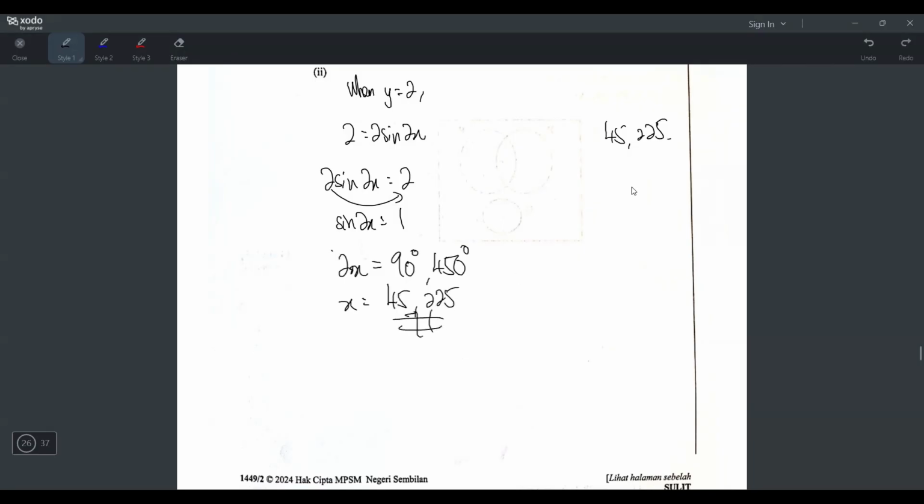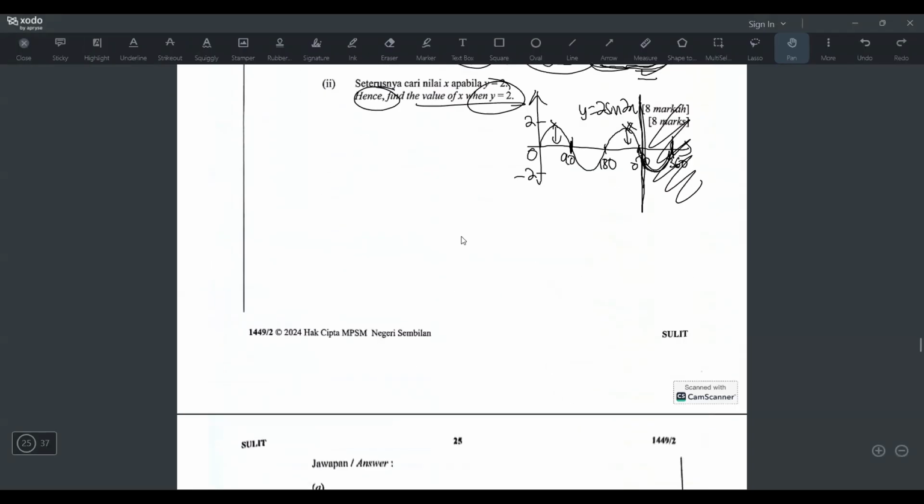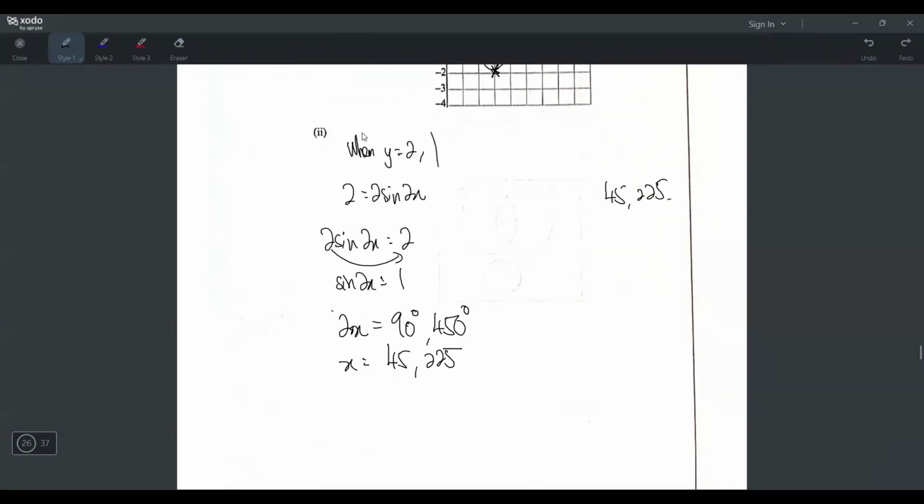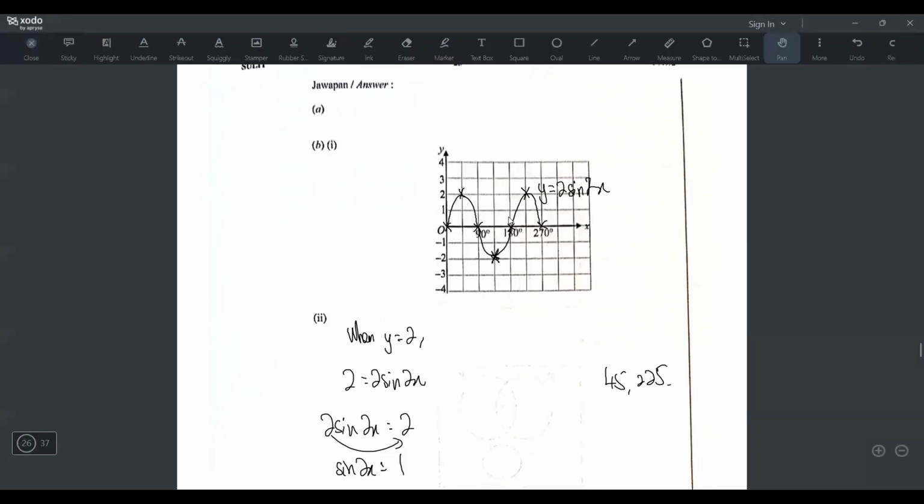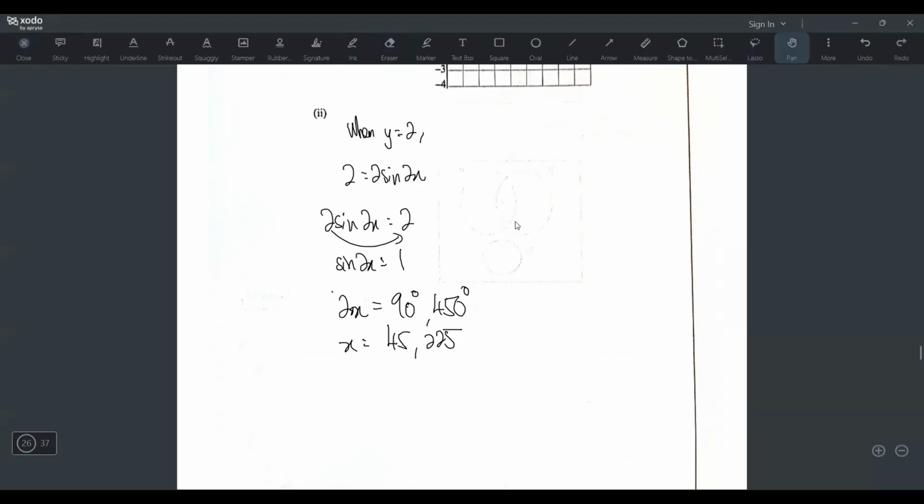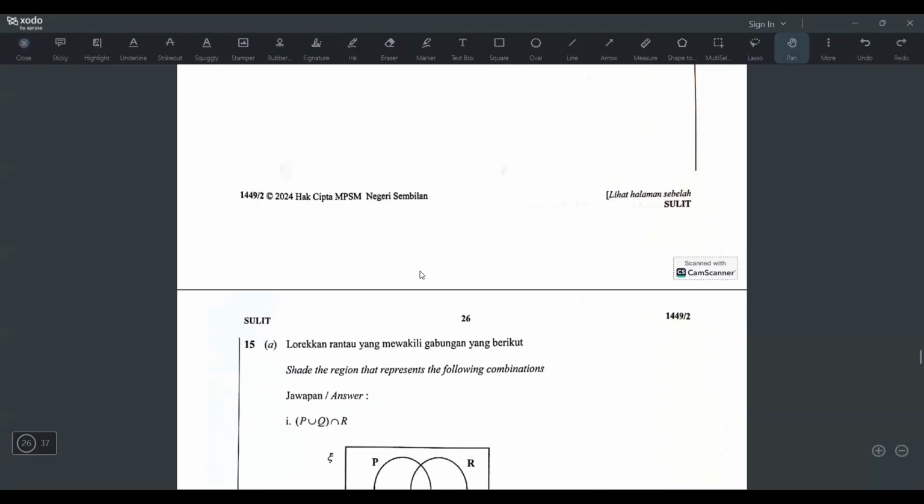And you realize this answer and the graph answer are the same. But for this case, the question never says whether they want you to take from the graph or do the working, right? So I think it's better you show them this working, even though you can just look at your graph and get the answer directly. If I'm the one doing this in the exam, I will show them this working. Okay, that's all. That's the answer.